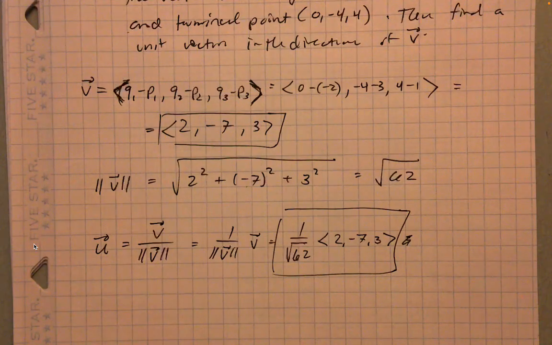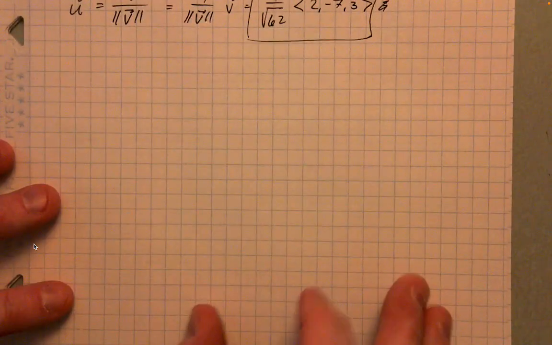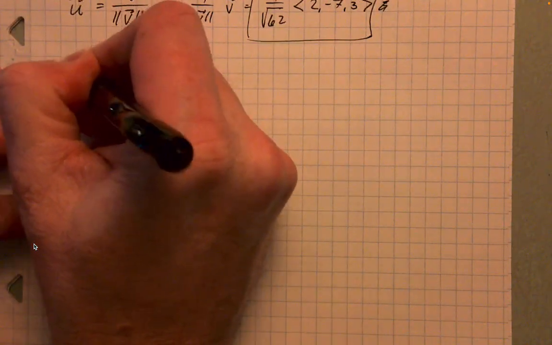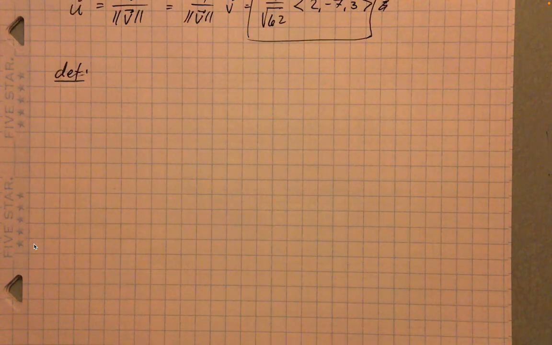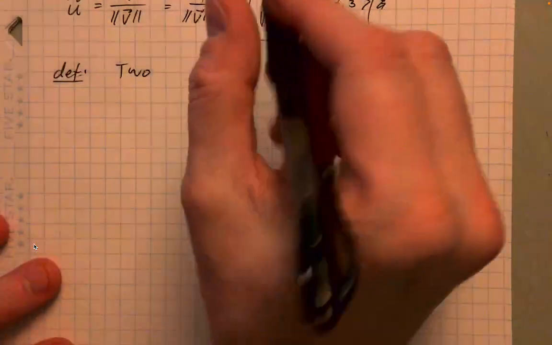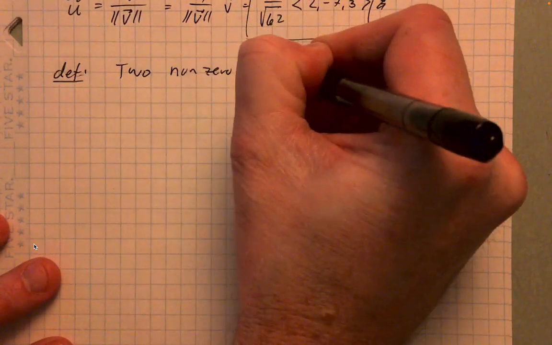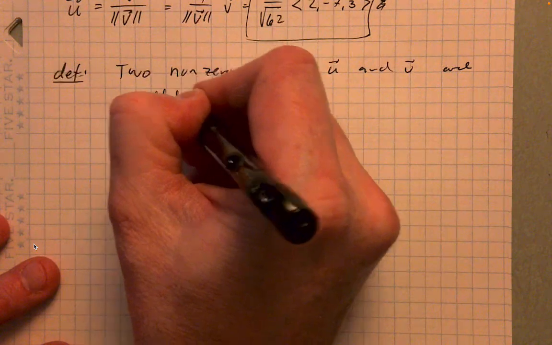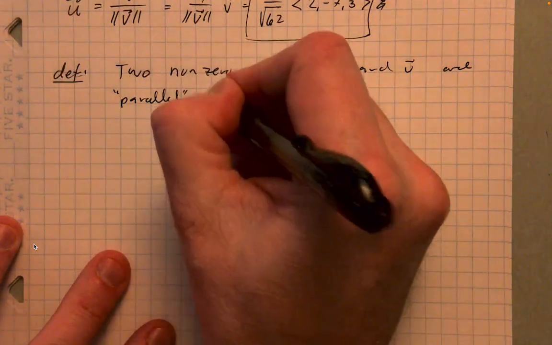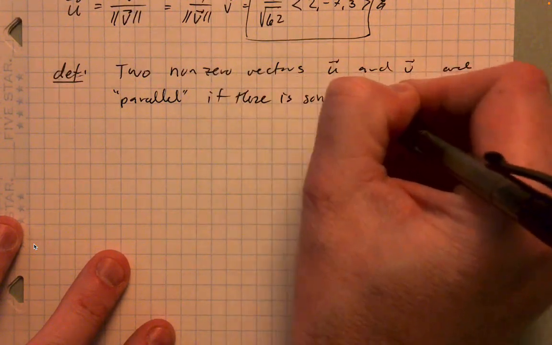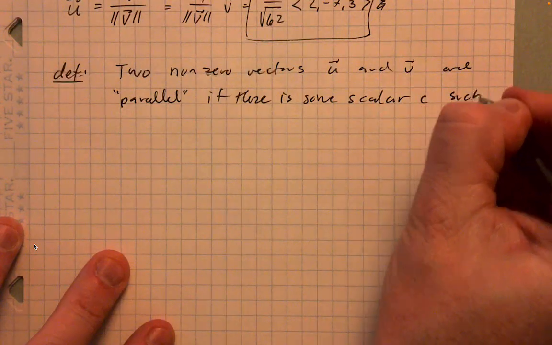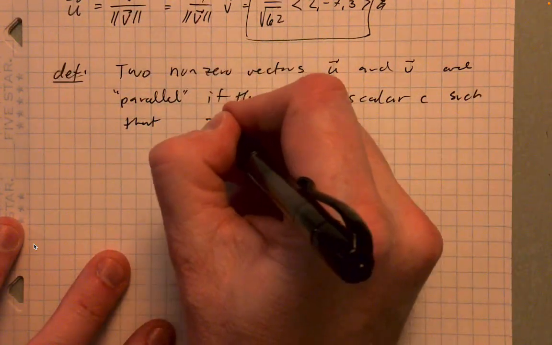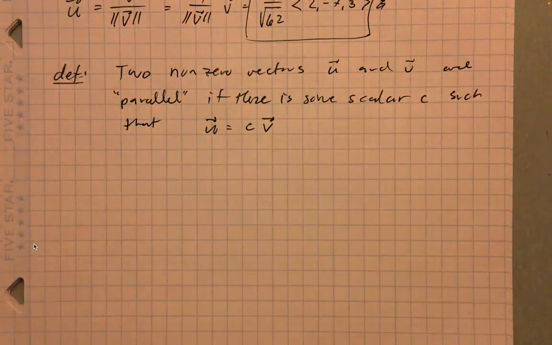Okay, let's keep moving here. What does it mean for vectors to be parallel? Okay, so definition: two non-zero vectors, u and v, are parallel if there is some scalar c such that u equals c times v, right? Such that one of them is equal to the scalar times the other. Okay.